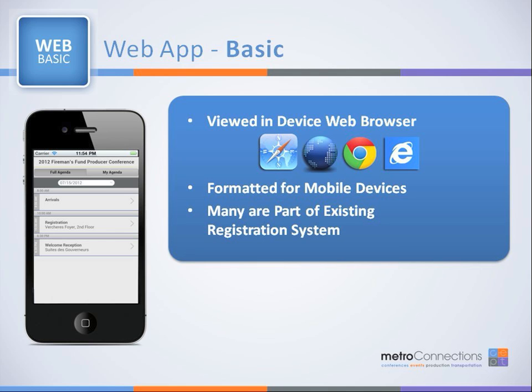The first thing to note is that with a web app, whatever device you're using, whether it's an iPhone, an Android tablet, or your computer for that sake, you're viewing all of the conference information in the browser. The app basically plays inside the browser itself. They're formatted for mobile devices, and when we talk about the basic web apps, generally we're talking about ones that are part of an existing registration system. Generally, the only real functionality you get is personalized agendas from that, and a little bit of some content pages.